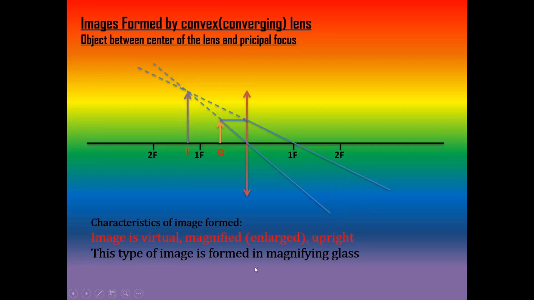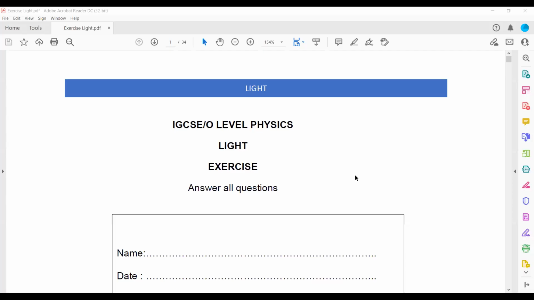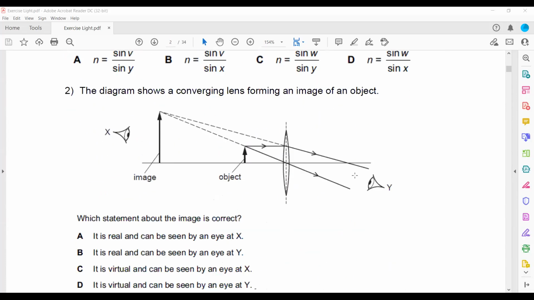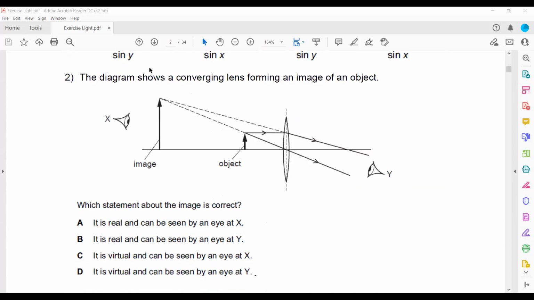Now some questions related to this topic about the lens. The exercise related to light. Today we'll do some lens questions. As you can see here, the diagram shows a converging lens forming an image. So this is a virtual image. How do we identify it's a virtual image? Because first the parallel light ray will pass through the focus, and the one through the center of the lens will pass straight. So the two light rays will not intersect. So when our brain creates or imagines an image, this image will be virtual.